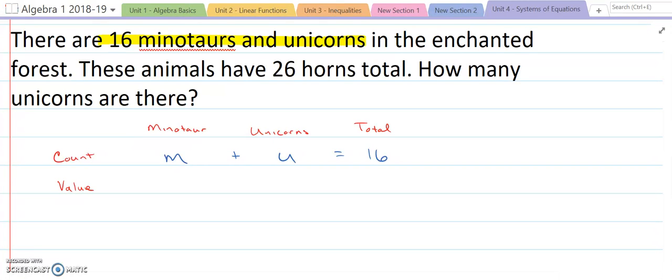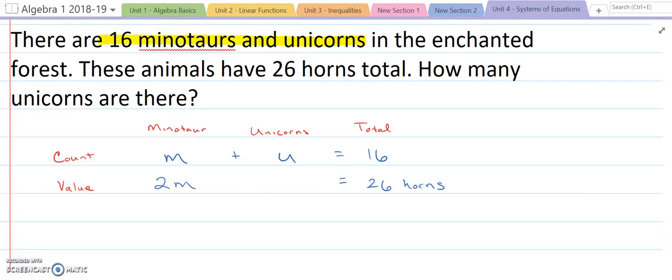The value equation. Now, the value is determined by what the story is actually about. So this is where you would probably start to use a label. I'm talking about horns. And both of these two things have a value that needs to be attached to them. The value of a minotaur, the number of horns that a minotaur has, is two, like a bull. For those of you who are not well versed in your mythological stories, the minotaur is half man, half bull.